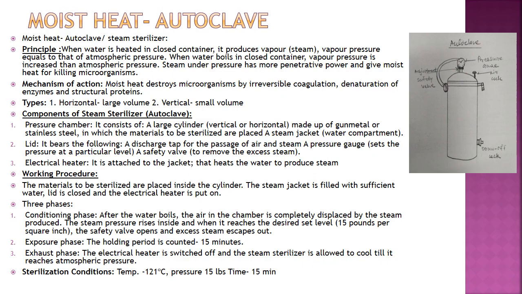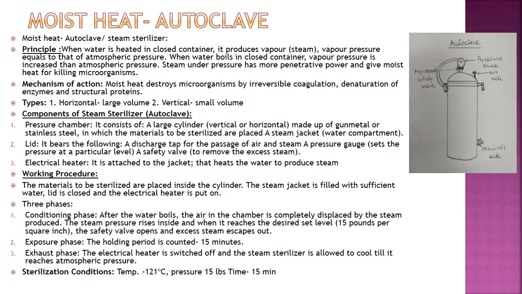Hello students, let's study moist heat. So in that we will see autoclave in detail. It is also called a steam sterilizer. The principle: when water is heated in a closed container, it produces vapor and then it causes vapor pressure. Then when water boils in a closed container, the vapor pressure is increased more than the atmospheric pressure, and then it has a more penetrating power to kill the organisms. And the mechanism: killing of organisms by irreversible coagulation and denaturation of enzymes and proteins.